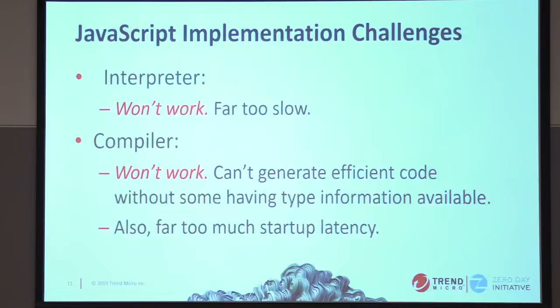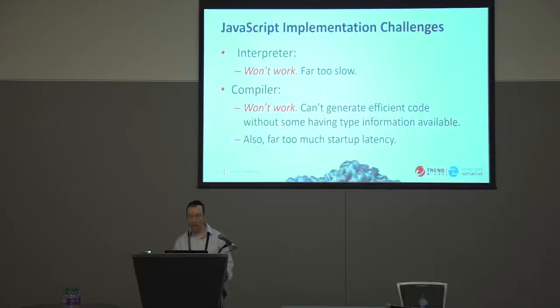So we are still left with this fundamental problem. How is it possible to execute JavaScript at high speed? An interpreter won't work because it's far too slow. But as we explored on the previous slide, a compiler is not going to solve our problems either, because the lack of type information will hamstring the compiler's ability to generate efficient code. There's also a second problem with using a compiler, which is that the compilation process itself takes a lot of CPU cycles, and that would make web pages load far too slowly.